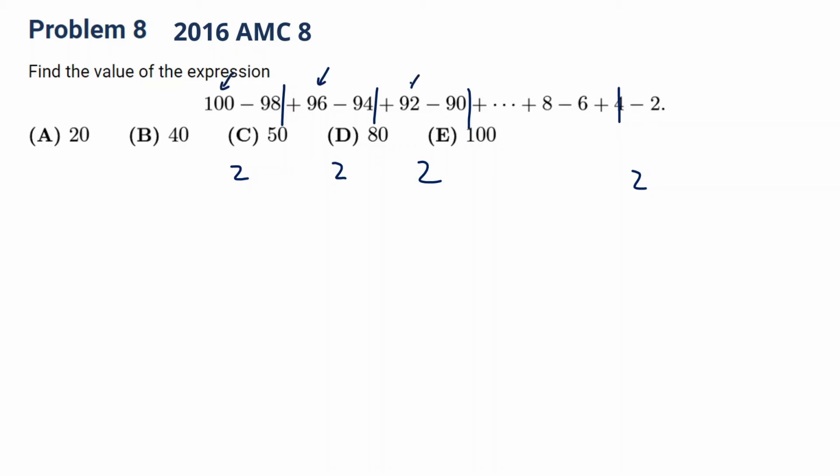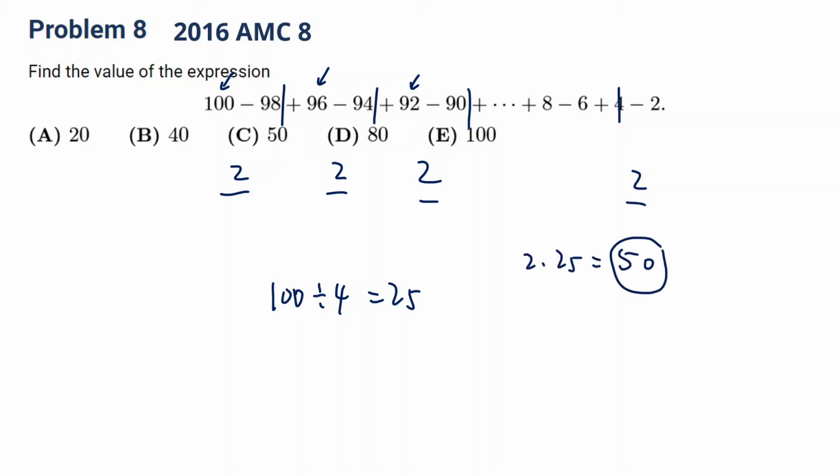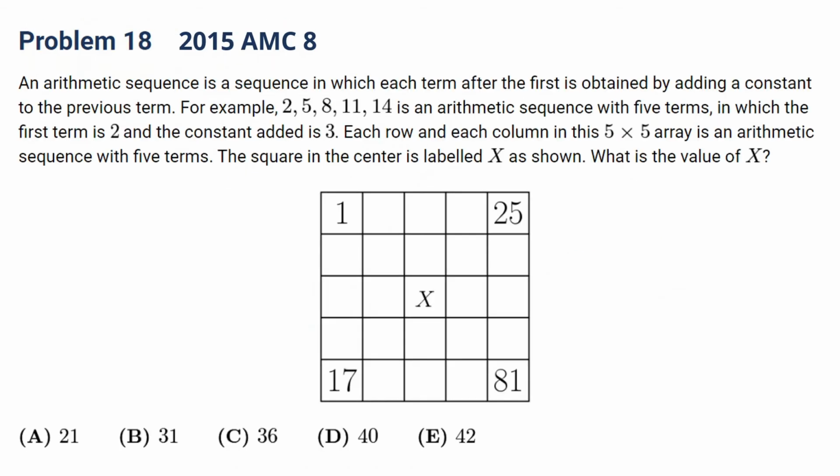96, 100, 92. So that means every 4 numbers you will have a 2. So 100 divided by 4 is 25. You will have 25 of 2. So 2 times 25 is 50. That will be our answer. This one, I think you need to think carefully, otherwise you might get the wrong answer. Okay? This is a very interesting one. I think after we finish this one, we will have a deeper understanding of arithmetic sequence. Let's pause the video and take a careful look.